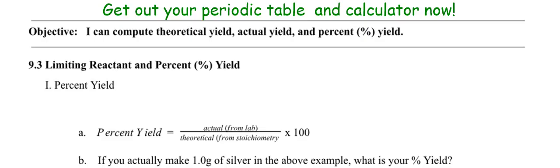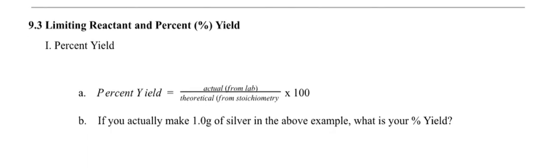All right, welcome back. Hopefully you got everything you need. So what is percent yield? It's the actual yield from lab divided by the theoretical yield from stoichiometry times 100%. So if you actually make 1.0 grams of silver in the above example, what's your percent yield? Well, percent yield is equal to actual over theoretical times 100%.